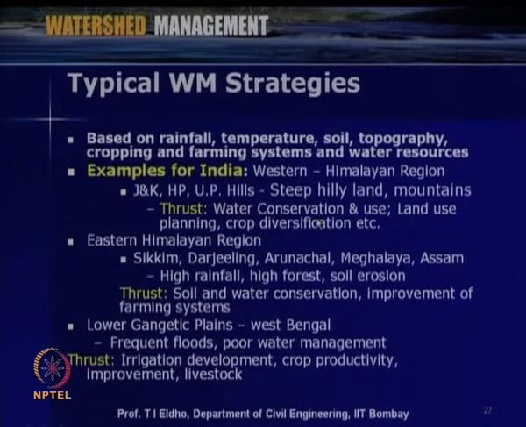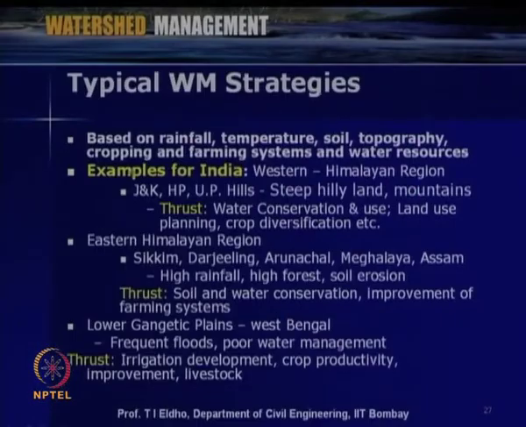Now as far as typical watershed management strategies are concerned, this depends upon the area, this depends upon the resources available, and this depends upon the various issues and problems for the particular region. Say for example, a typical watershed management strategy is possible, based on rainfall, temperature, soil, topography, cropping, and farming systems. So, say for example, India.